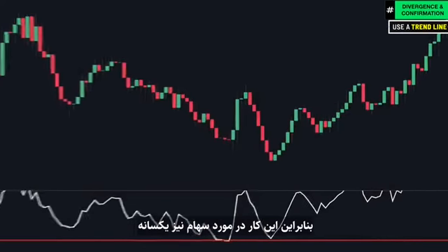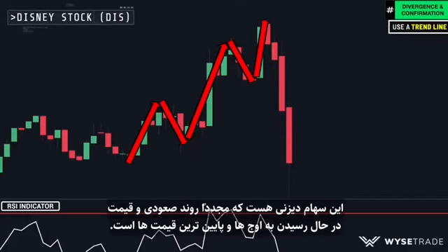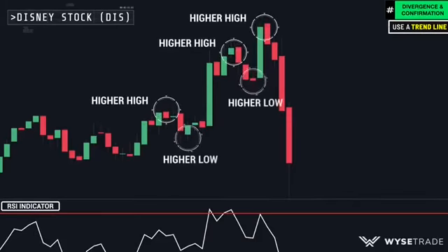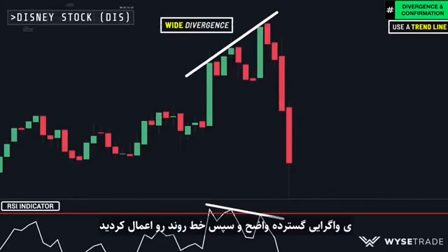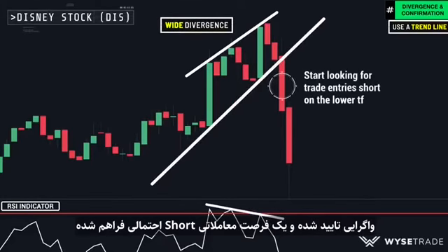So this works the same with stocks. Here's the Disney stock. You again had your moving uptrend as price was making higher highs and higher lows. You had your clear wide divergence. You then had your trend line applied. And once you had price break through the trend line, the divergence is confirmed, which presented a possible short trade opportunity.